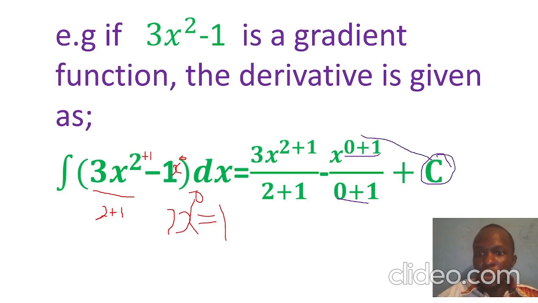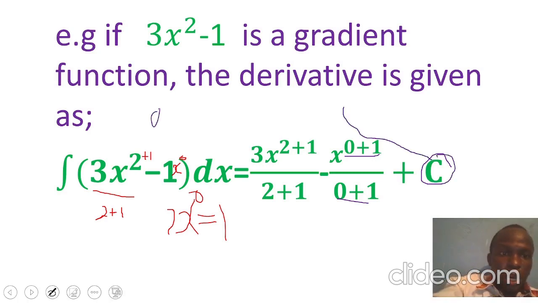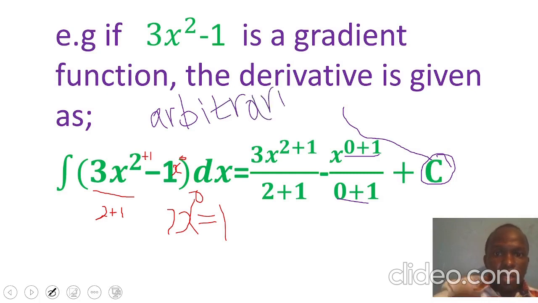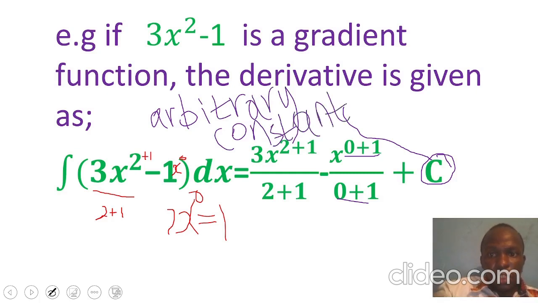Now what is c? C is known as an arbitrary constant. Some people may call it the constant of integration. It's called an arbitrary constant. And now, what is the final answer? What is the destination to this particular problem?